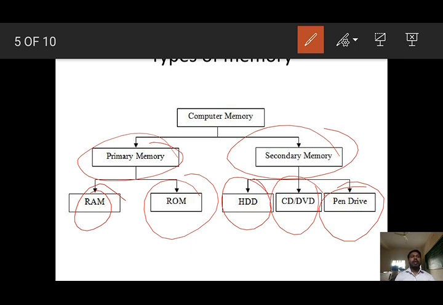My dear students, the computer memory is divided into two types. First one is primary memory, second one is secondary memory. Under the primary memory, there are two types, RAM and ROM. Under the secondary memory, hard disk drive, CD or DVD, and pen drive.